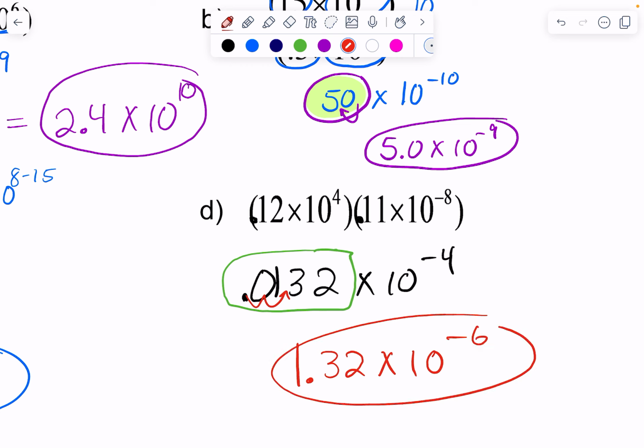Why, Moro? Please note that this value was greater than 0 but less than 1, so it's a decimal, so I have to use negative exponents when I make my decimal movements. I move 2 places. Negative 4 minus 2 gives me my 1.32 times 10 to the negative 6 power.